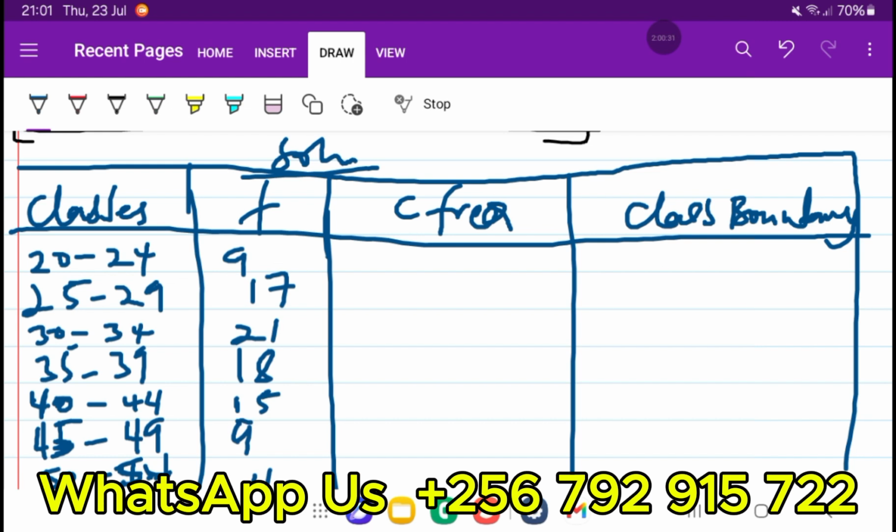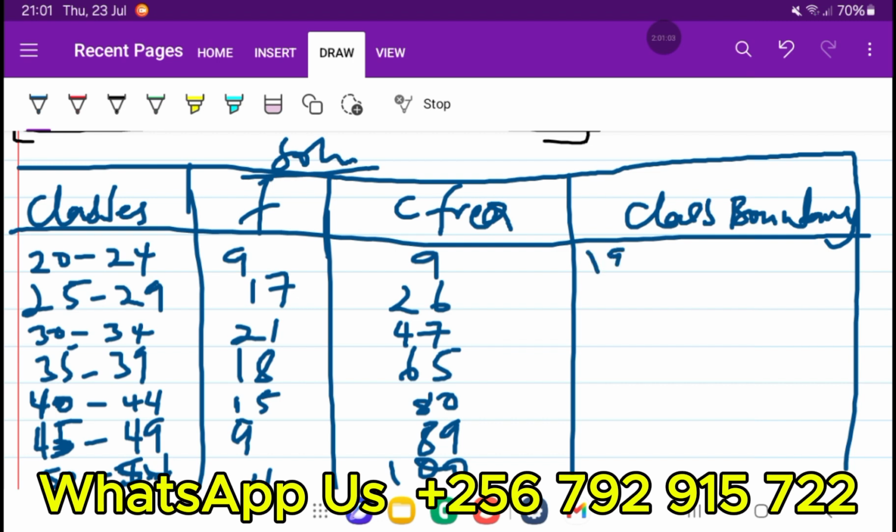So we get the cumulative frequency. We take the 9 plus 17, that will give you 26. 26 plus 21, it gives you 47. 47 plus 18, that is 65. 65 plus 15, that's 80. 80 plus 9, that's 89. 89 plus 11, that's 100. It means our total frequency is 100. So we get the classes.